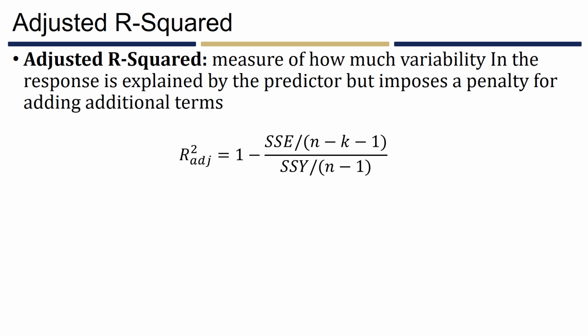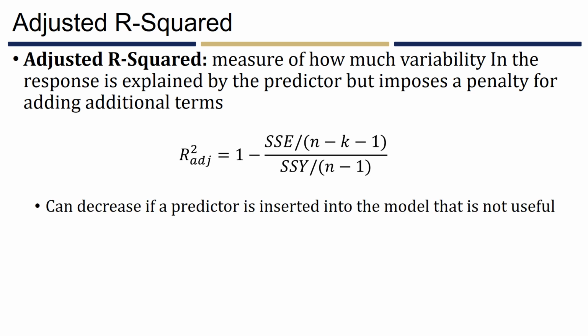The adjusted r-squared is calculated in a similar way that we calculate out the regular r-squared. It still explains how much variability in the response is being explained collectively by the predictors, but adjusted r-squared actually imposes a penalty for adding additional terms that are not significant. Adjusted r-squared is calculated by taking 1 minus the SSE divided by n minus k minus 1, and then dividing that by the total sums of squares SSY, divided by n minus 1.